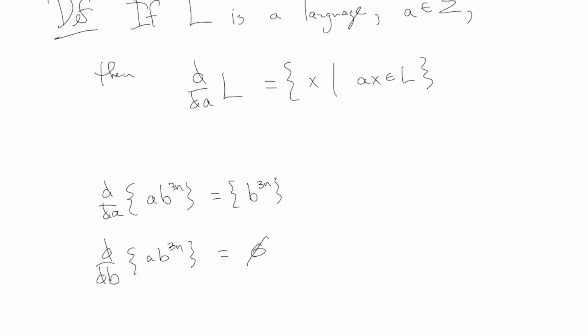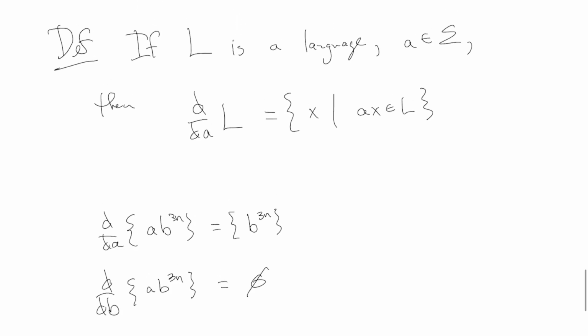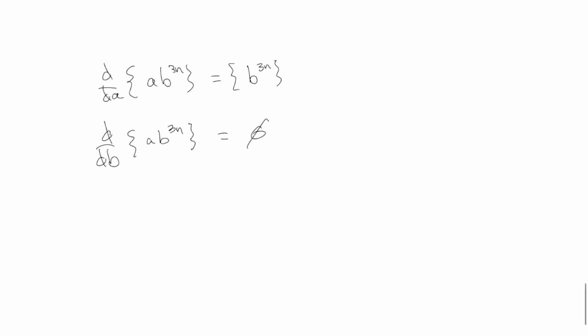We can also do derivatives with respect to longer strings. I didn't write that as part of the definition. In the definition, I said that A is supposed to be a single letter, but it's no problem. We can also do something like derivative with respect to AB. That just means you look at all of your strings, and if there are any that start with AB, then you keep those strings, but you get rid of the AB at the beginning of them, right?